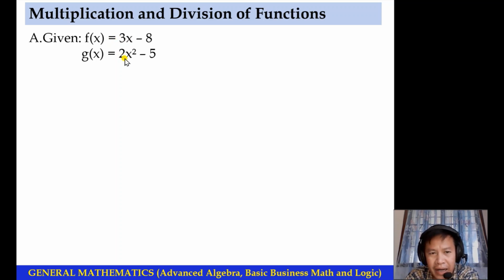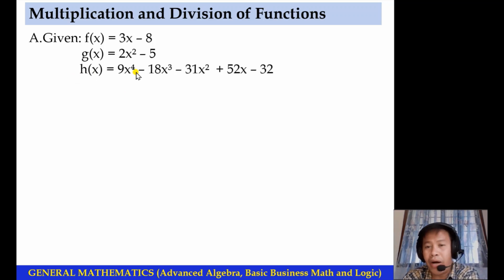And this is a parabola opening upward in which the vertex is along the y-axis because our vertex is (0, negative 5). And this is opening upward because these functions are just only basic. And we have already discussed that in the first video lesson that we have. Now, h of x is a quartic function. Take note, when you say quartic, the degree is 4. And this is h of x is equal to 9x raised to 4 minus 18x cubed minus 31x squared plus 52x minus 32. Actually, this is just only moderate, no?